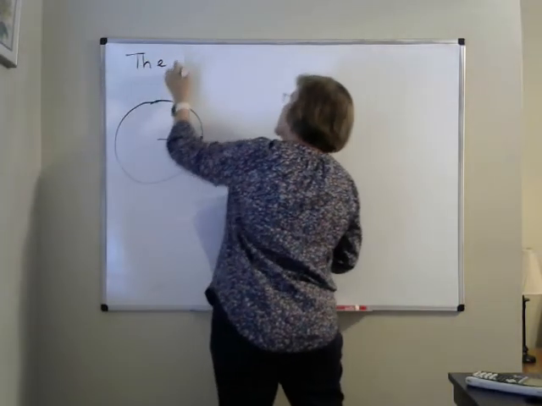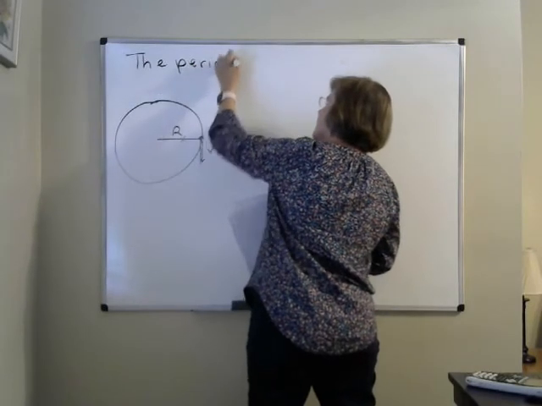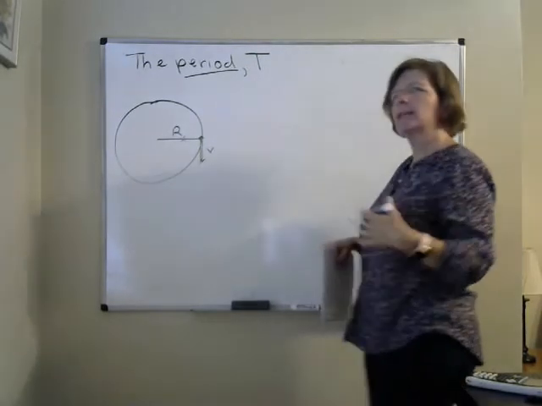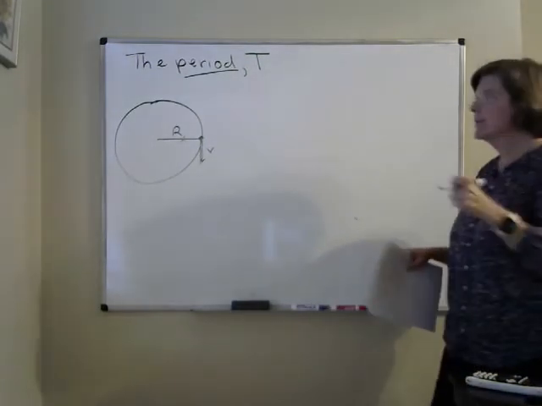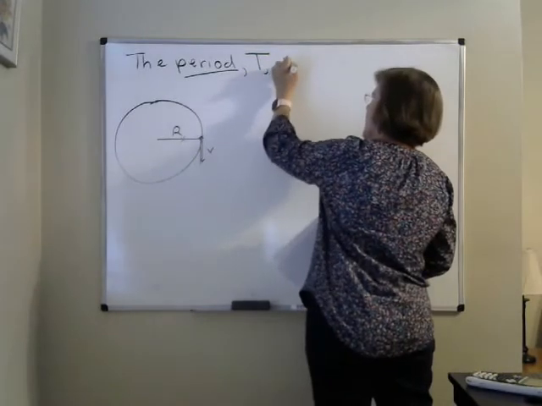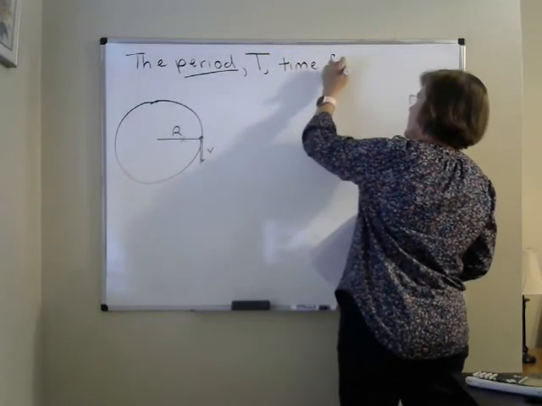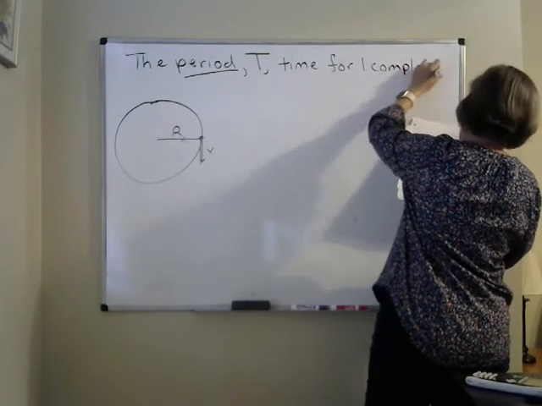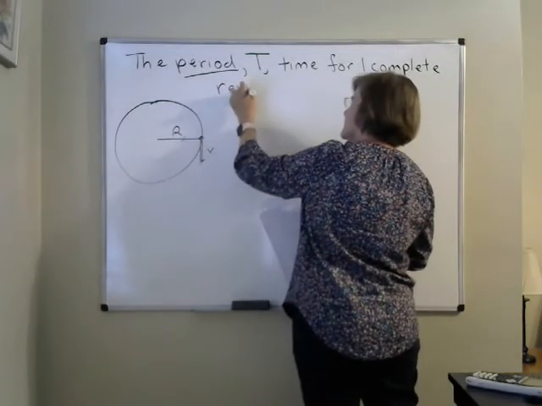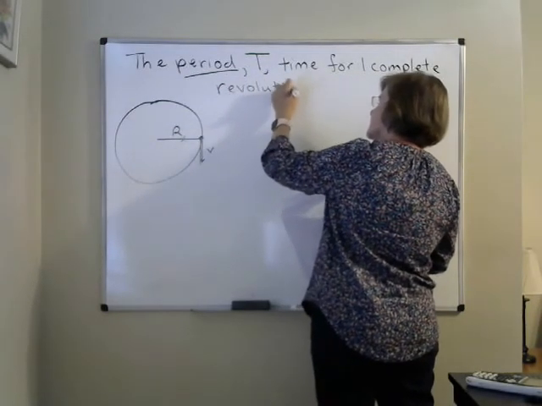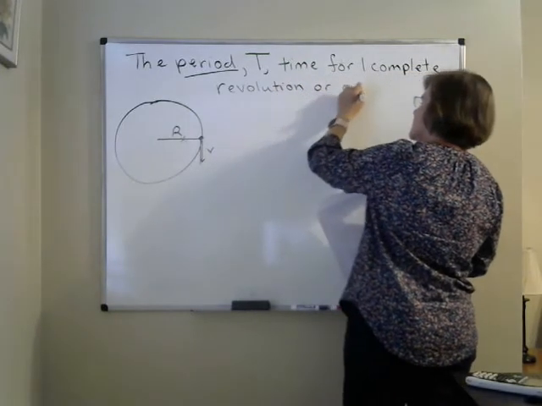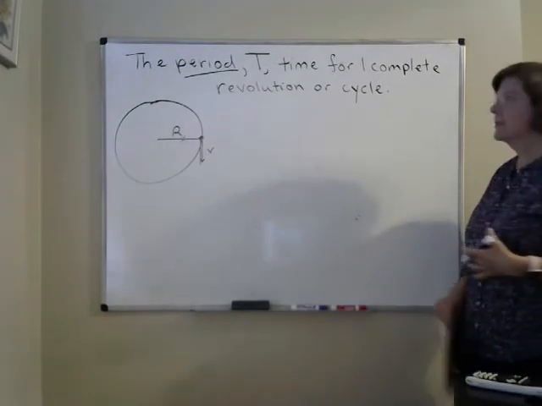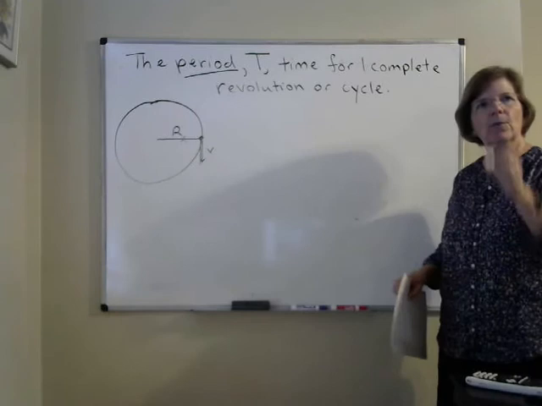The period, we represent period with a capital T. We generally use a lowercase t for time when it can be any time, but the period's a very definite time. It is the time for one complete revolution or cycle. We'll talk about other types of repeating or cyclical motion, but in this case, the period's just a time to go all the way around.